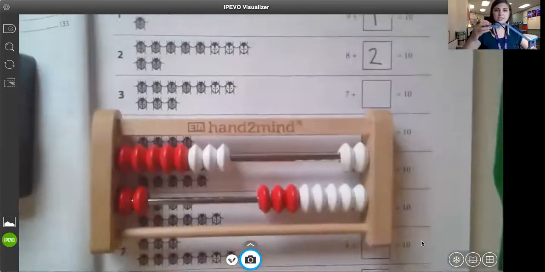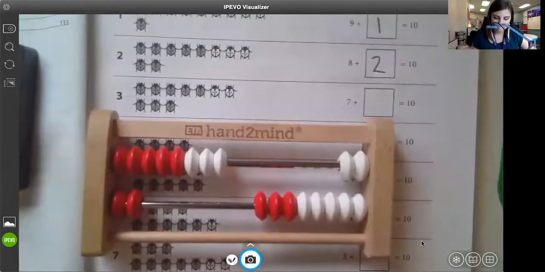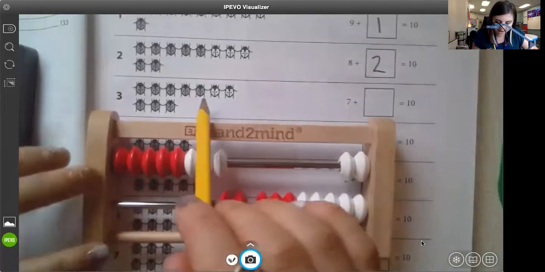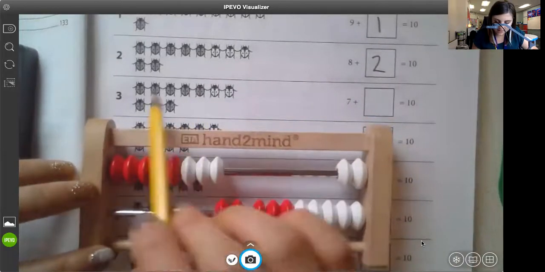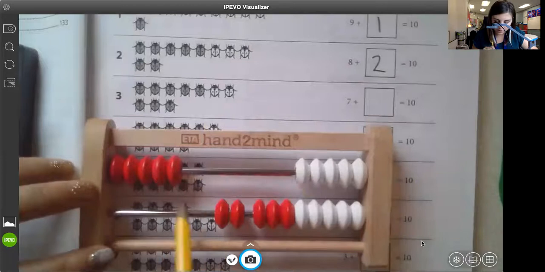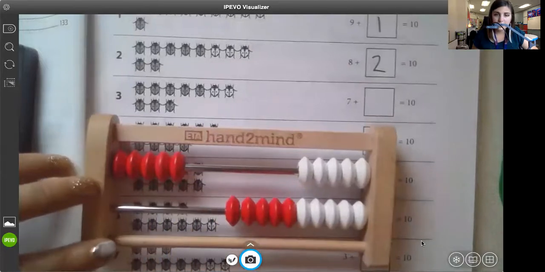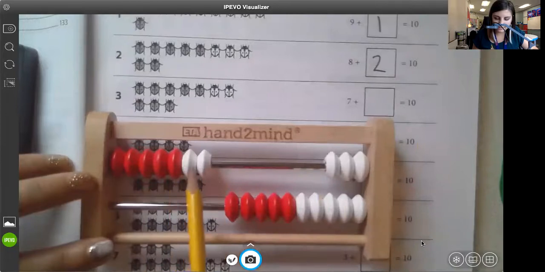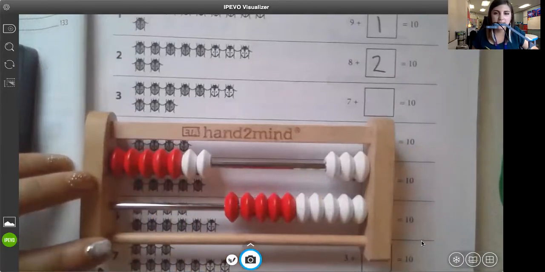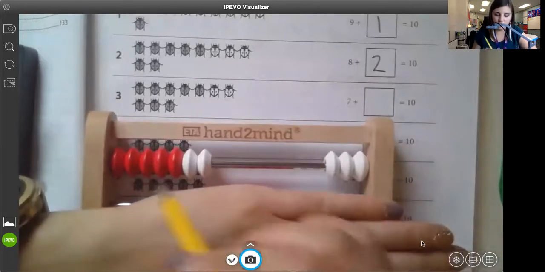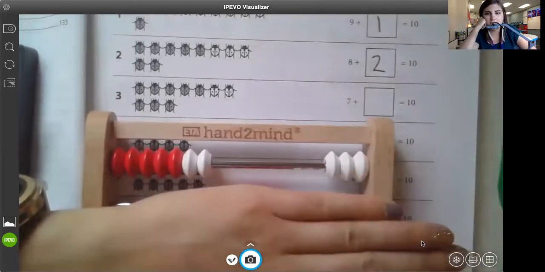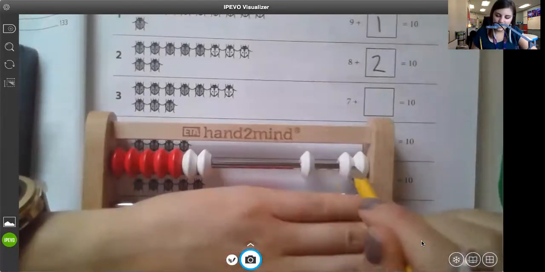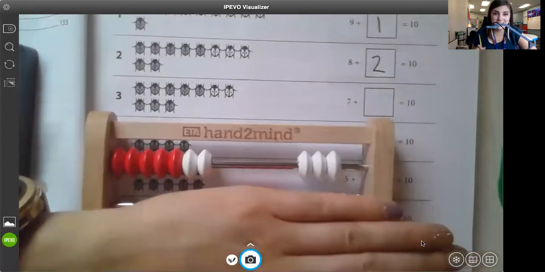All right, let's check out number 3. I know that since the red and the white meet, it looks like all of the red are filled, so I'm going to push over the red plus 2 more of white, so 5, 6, 7. How many more to 10? If you take a look at that top row, remember the top row equals 10 whole beads. So how many more to 10? 7, 8, 9, 10. 3.